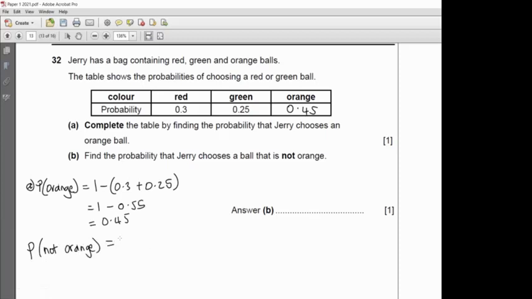This is just 1 minus the probability that he chooses a ball that is orange. So this is 1 minus 0.45, which is 0.55. So this is 0.55.